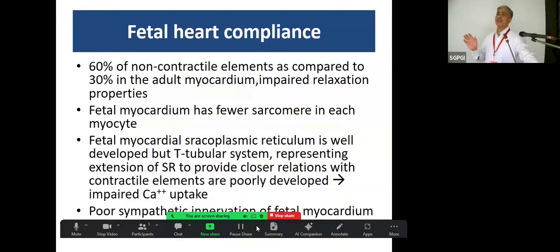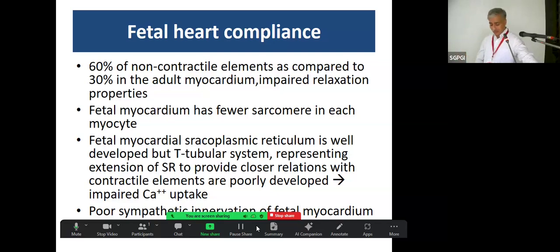Now, this is the circulation, the physiological part we have learned, and how the ventricle pumps into it, correct? The second thing that we have to understand, the other handicap or peculiarity about the fetal heart, is that it has got 60% non-contractile element as compared to the adult, and the number of sarcomeres is much less. There is always a handicap with the fetal myocardium, and there is a poor sympathetic innervation to the fetal myocardium, which keeps improving as the days pass postnatally.